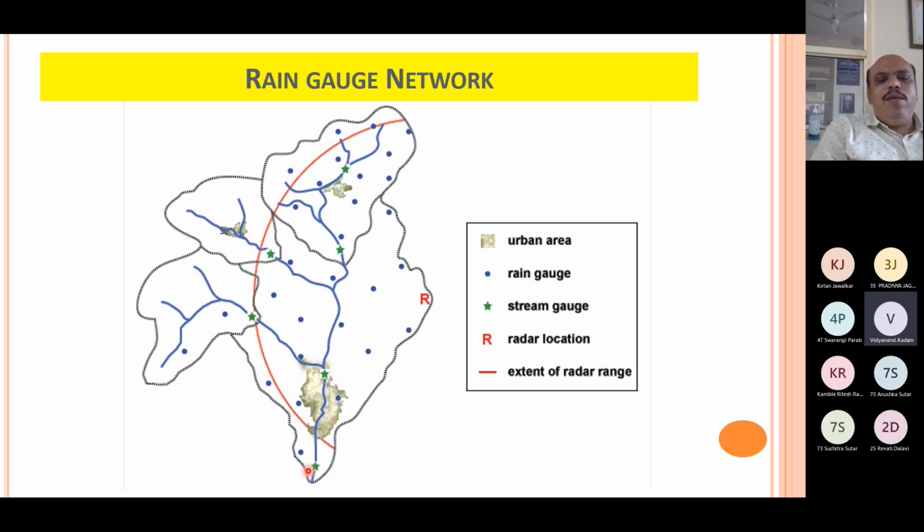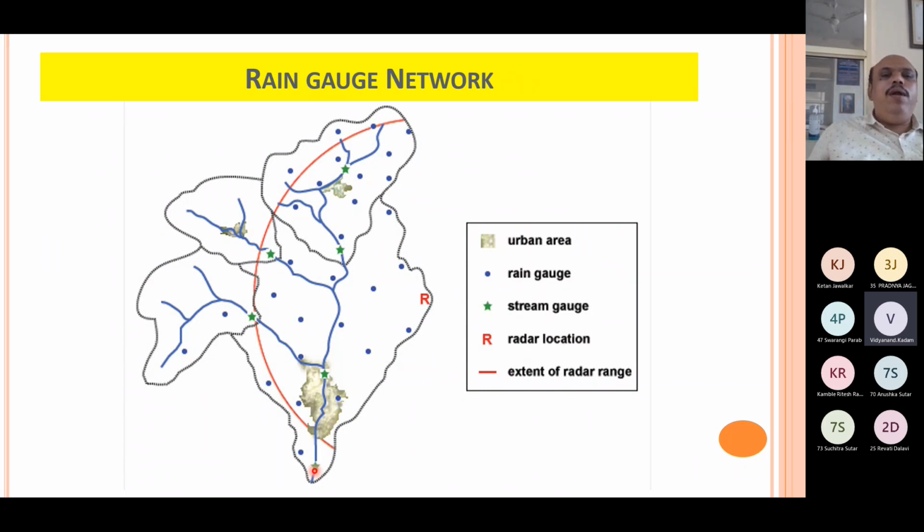Now see this laser point. At this point there is an outlet of the catchment. So here a stream gauge is established. What is a stream gauge? A stream gauge is a place where the cross-sectional area of a stream is fixed. Only the velocity is measured and the cross-sectional area is multiplied with velocity. This is how the discharge is worked out.